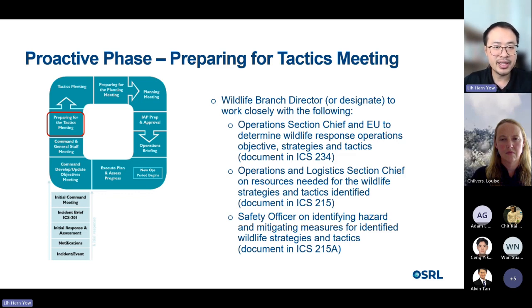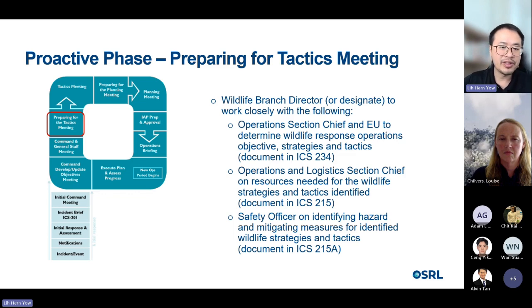In the preparation for tactics meeting, the wildlife branch director will be heavily involved, and what he needs to do is, of course, to work closely with the operations section chief and the environmental unit leader to determine any wildlife response objectives, strategies, and tactics in the ICS 234 box. This would translate the objectives required by the incident commander set earlier into strategies and tactics, because the wildlife branch director has more specialized knowledge in doing the translation to strategies and tactics.